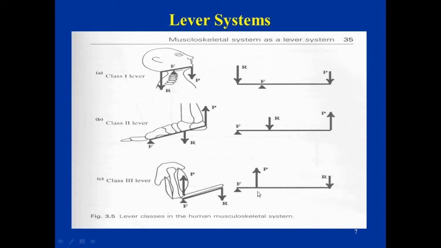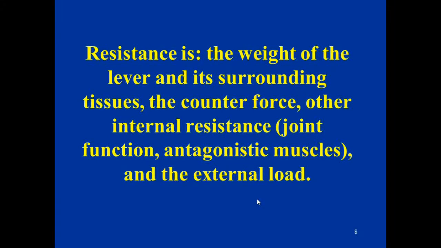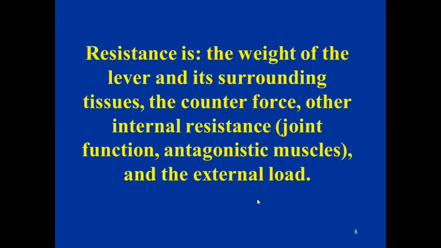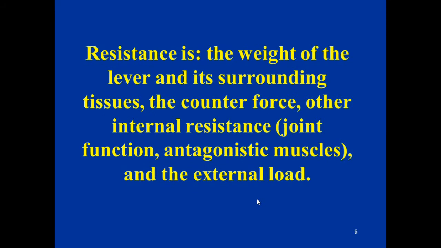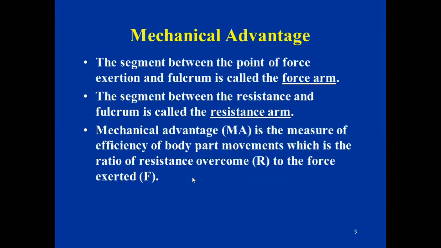Where you would find an application of a Class 3 lever system would be very much like a fishing rod, where you're looking at the pivot point in the fishing rod where the reel is, and then the extension out of where the rod is in order to be able to throw the lure further out into the water. And most of that is really by more momentum than anything else. So then resistance is the weight of the lever and its surrounding tissues, the counter force, other internal resistance, joint function, antagonistic muscles, and the external load.